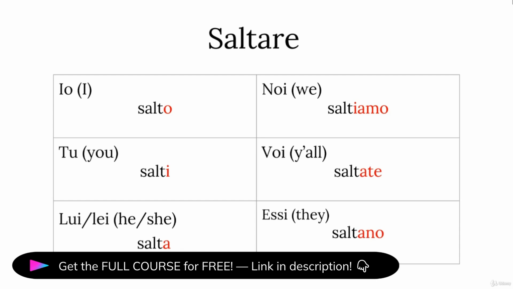Saltare, to jump, is regular as well. So the verb root is the part of the verb without are. So salt. And then you add the desinences. Io salto. Tu salti. Lui, lei salta. Noi saltiamo. Voi saltate. Essi saltano. Is it clear? Perfect. Very good.